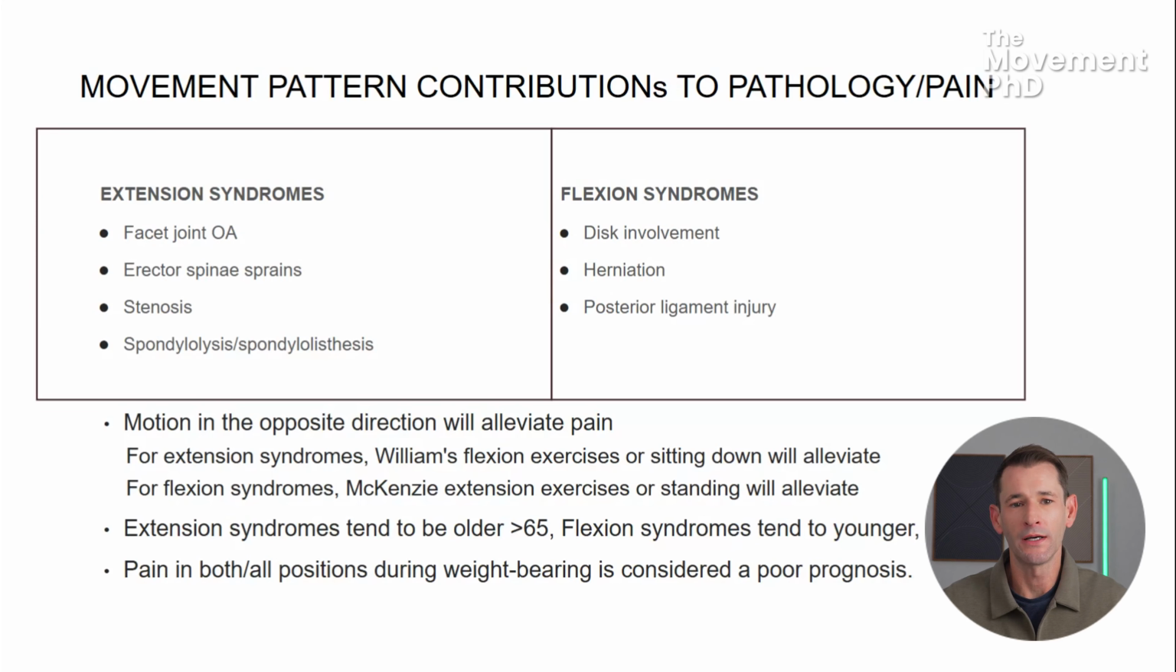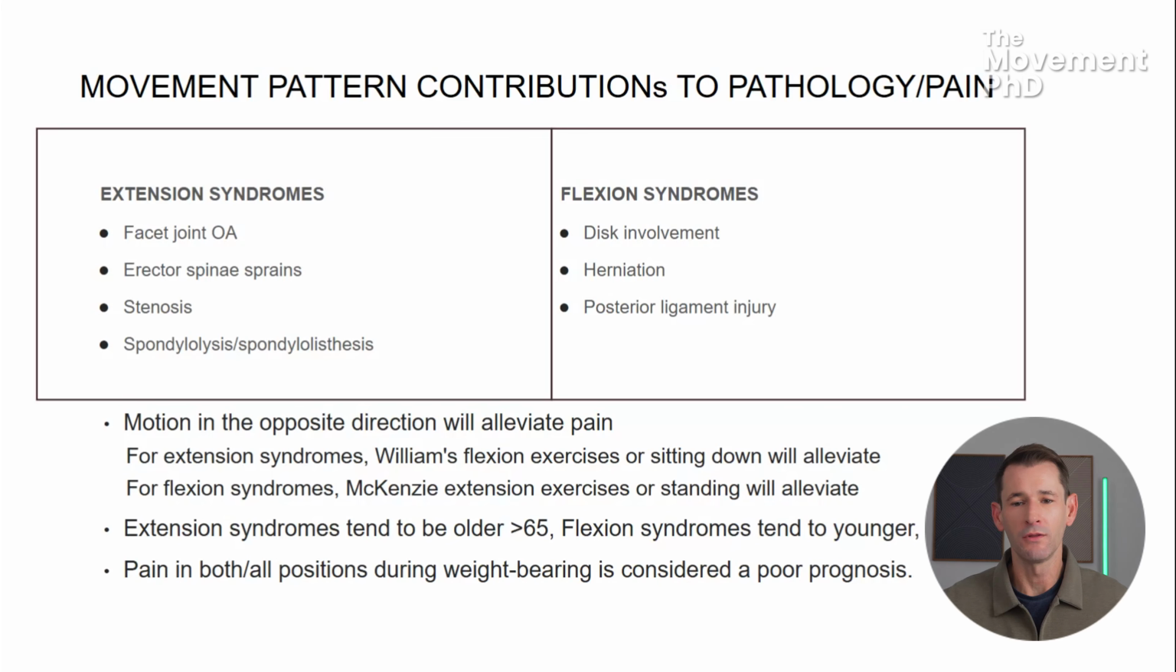Now let's summarize those extension syndromes and those flexion syndromes. So in extension syndromes, they tend to be pathologies like facet joint OA or facet joint arthropathy, because those facets are loaded in extension. So greater the load, the more likely they are to degenerate. Erector spinae strains, because in extension syndromes, they tend to try to stabilize their spine with those erector spinae muscles. Stenosis, because in extension, we're closing off those intervertebral foramen.